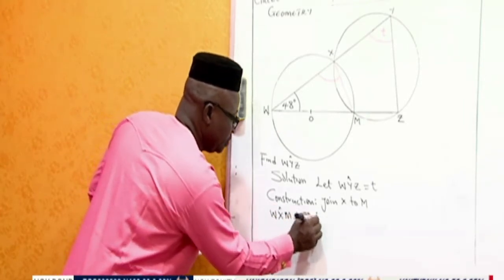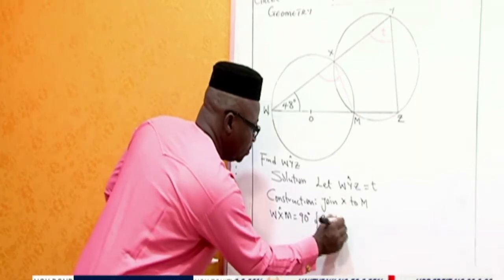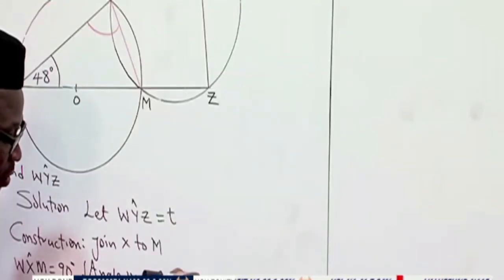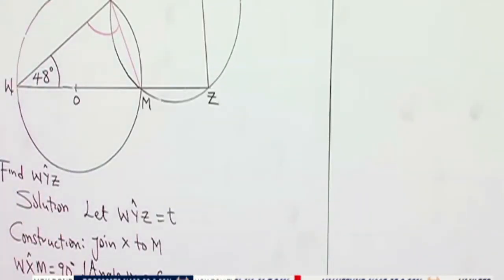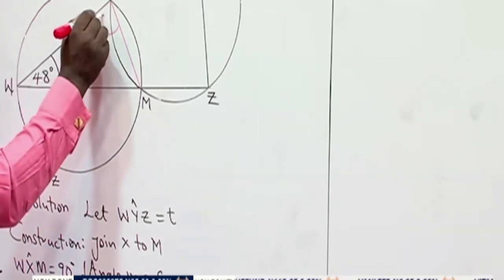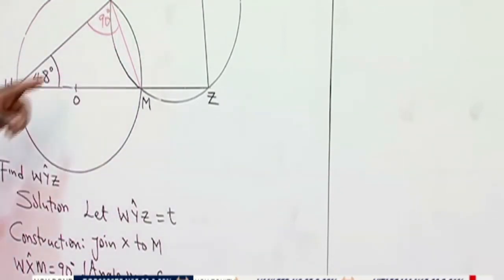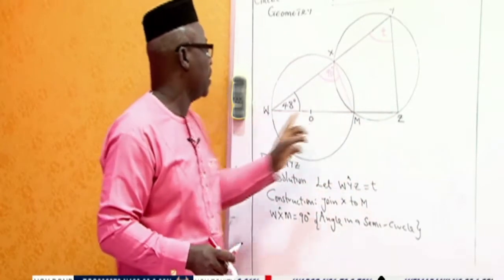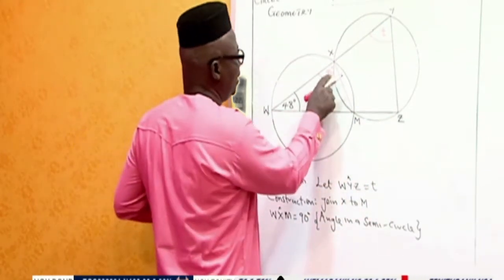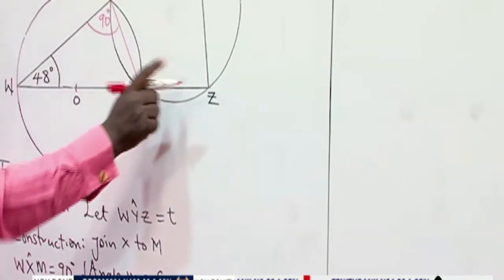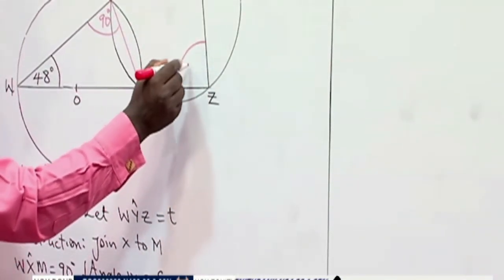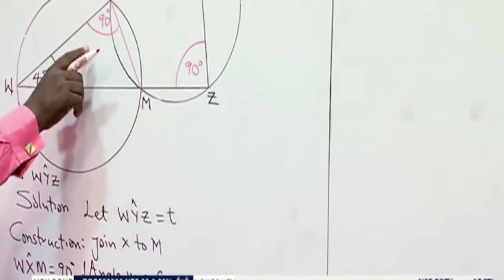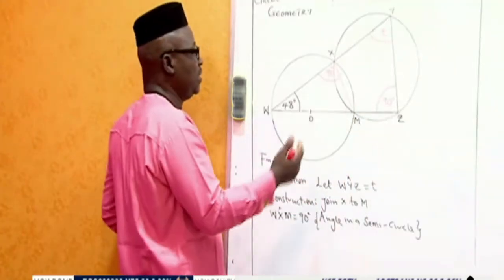is 90 degrees. Reason, angle in a semicircle. So this angle is 90 degrees. Looking at this angle, 90 degrees, it is an exterior angle to this cyclic quadrilateral. So that implies the opposite interior angle will also be 90 degrees. So this angle here will also be 90 degrees because the exterior angle of a cyclic quadrilateral is equal to the interior opposite angle.